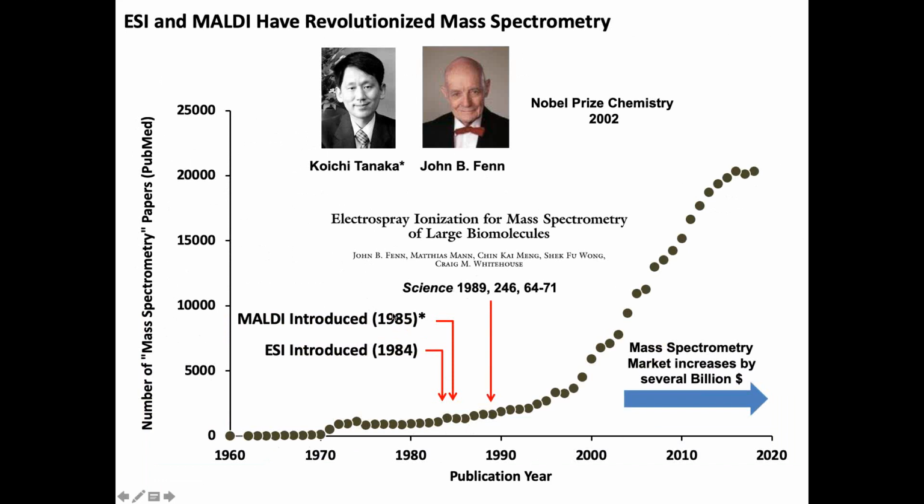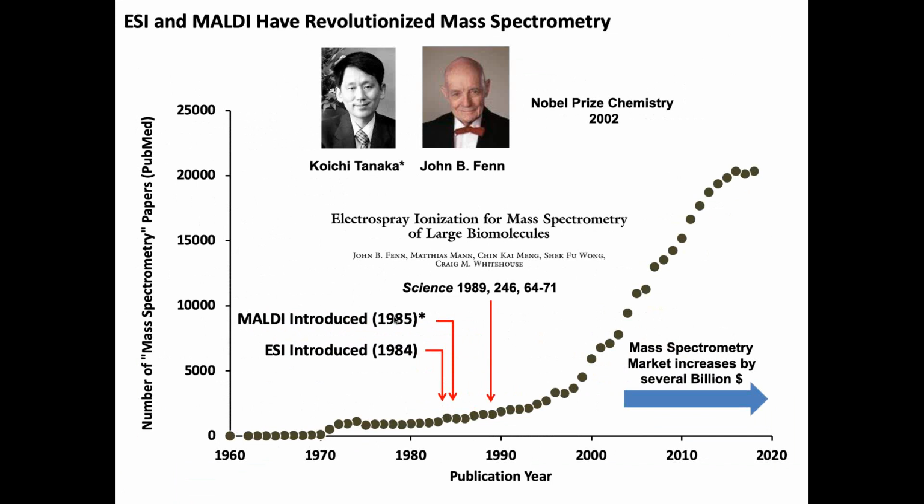MALDI has a little different story, 1985, 1987, 88. Koichi Tanaka is not considered the guy who developed MALDI. He's just a guy who took a matrix, put a biomolecule in it, and got it to ionize. So that's why he got the Nobel Prize. But for MALDI, I think 1985 is really kind of the pivot point there.